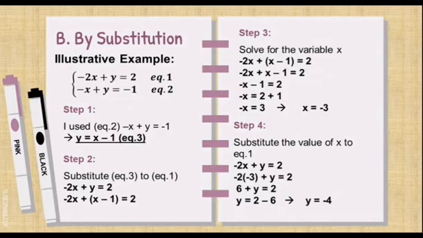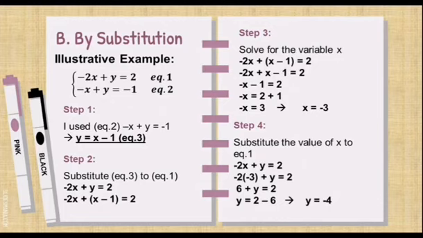Step 2. Substitute equation 3 into equation 1. Equation 1 is negative 2x plus y equals 2. The value of y in equation 3 is x minus 1, so substitute y with x minus 1 in equation 1. We get negative 2x plus the quantity x minus 1 equals 2. Step number 3. Solve for x, so we have negative 2x plus x minus 1 equals 2.